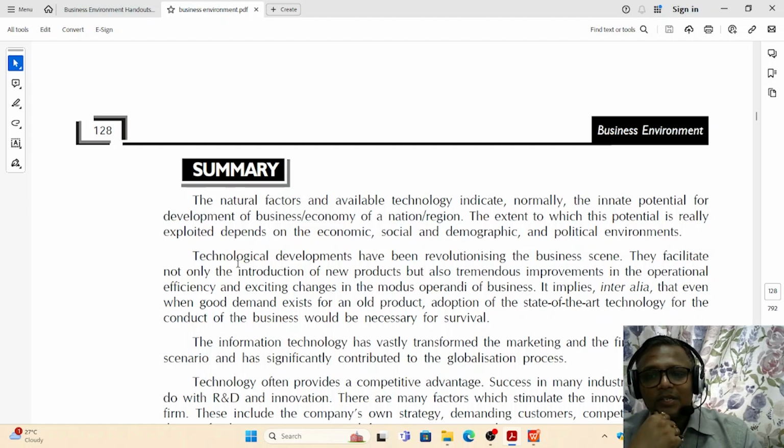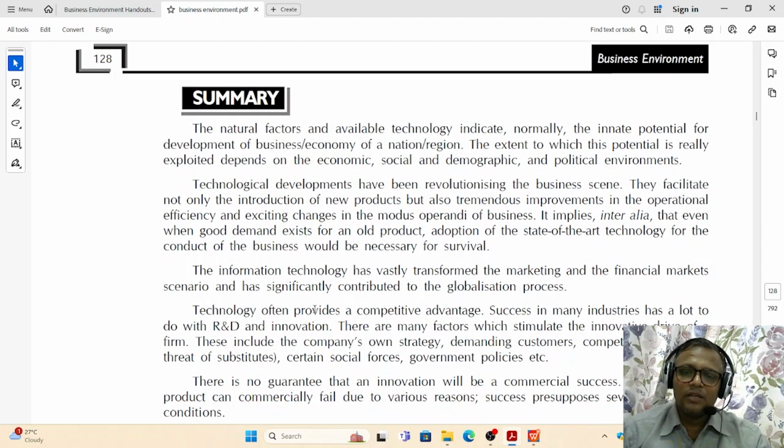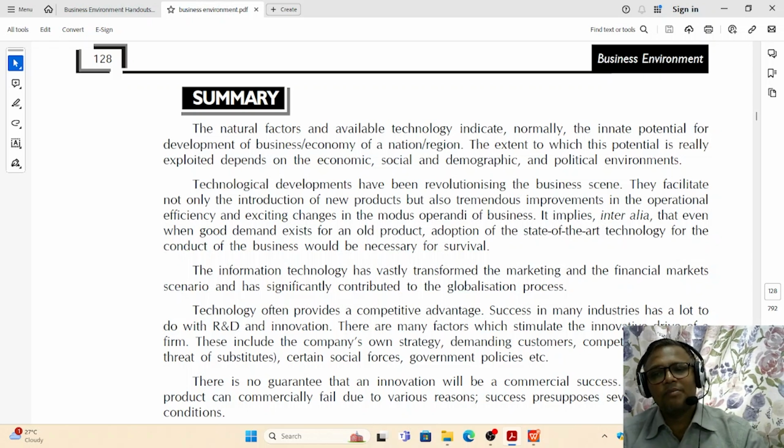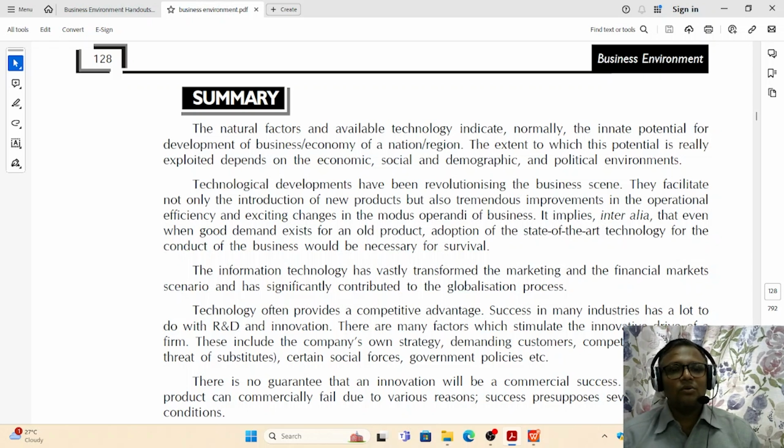Success in many industries has a lot to do with the R&D innovations. There are many factors which stimulate the innovative drive for the firm. This includes the company's own strategy, demanding customers, competition, including the threats of the substitutes, certain social forces, government policies, etc. There is no guarantee that the innovation will be a commercial success. An innovative product can commercially fail due to the various reasons. Success presupposes even several favorable conditions.